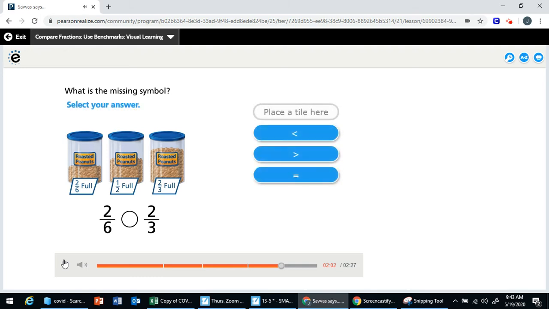Select your answer. So boys and girls, if I am looking at this example here, 2/6 is blank to 2/3, I can look at my model, and like they said in the video, I can look at the denominators. Since the numerators are the same, I can obviously see that 2/6 is less than 2/3.